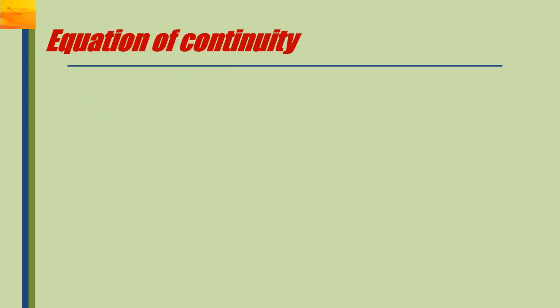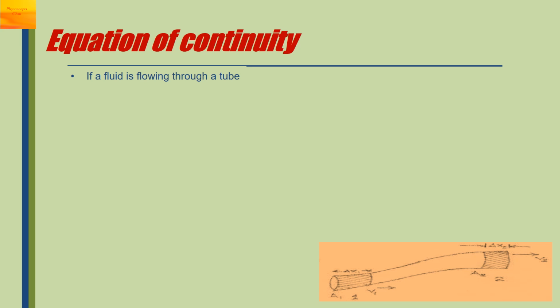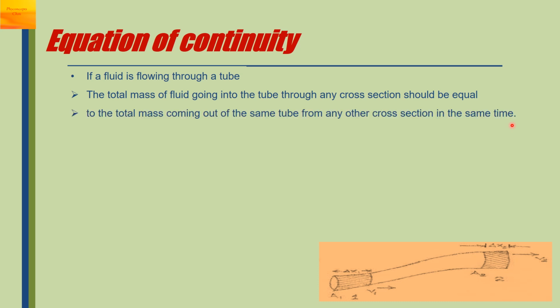Next is equation of continuity. If a fluid is flowing through a tube, the equation of continuity says that the total mass of the fluid flowing into the tube through any cross section should be equal to the total mass coming out of the same tube from any other cross section in the same time. So we'll consider a pipe of varying cross section. The fluid is flowing at a steady rate, that is, the flow is streamlined.